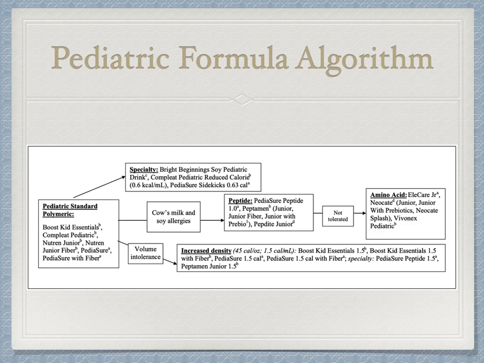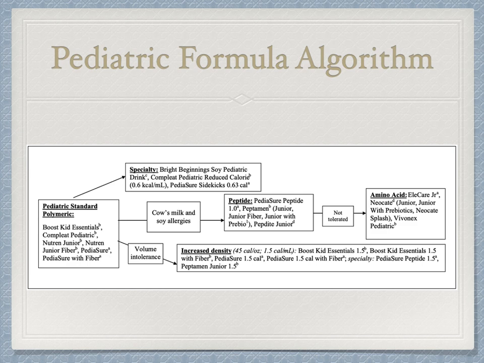If you go up to the specialty, these are ones where you have the soy product that's a drink, also can be used as a tube feeding. We don't see that used very often at all. Then there's a complete pediatric reduced calorie, 0.6 cal per mil, that is. It's a wonderful addition to our formulary in that it really helps with our developmentally delayed kids who might have lower needs. Pediasure Sidekicks, one of those oral formulas that kids seem to like.